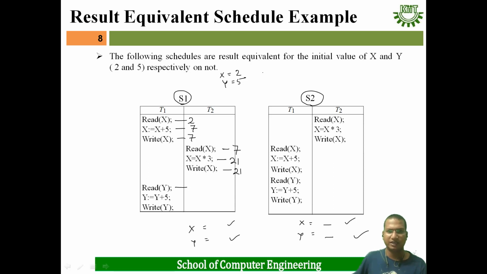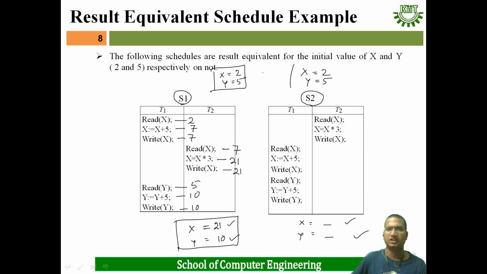Now read y, it will read y value as 5, then y is equal to y plus 5, that means 5 plus 5 is equal to 10, then 10 will be written to the buffer. That means in the buffer the x value will be 21 and the y value will be 10. This is your final state, and this is your initial state. In this case also x is equal to 2 and y is equal to 5. If this schedule gets executed, then what will be the result of x and y, we will see.